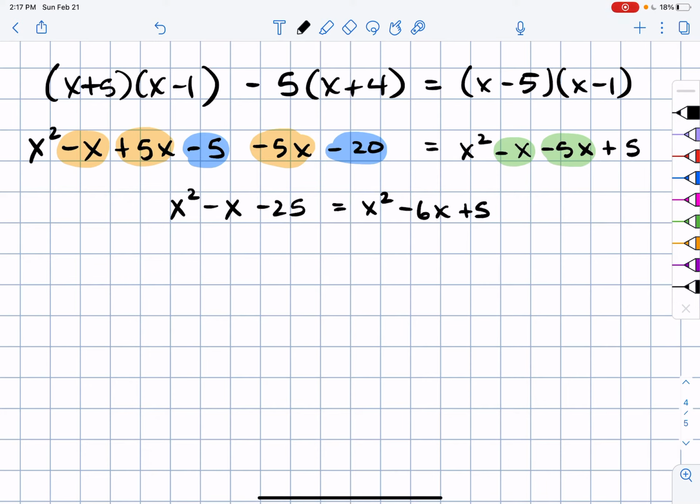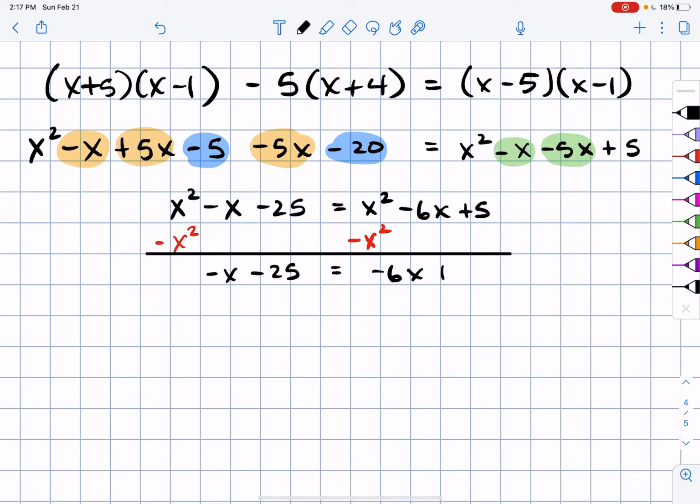Okay, so now we see the x squared, we see the equal sign, so we're thinking quadratics. But what happens? Look at this. When I start to move the x squared, right? When I subtract the x squared, what happens? Well, they both drop out. X squared goes away, right? So let's go ahead and show that. So I'm left with just a negative x minus 25 is equal to negative 6x plus 5.